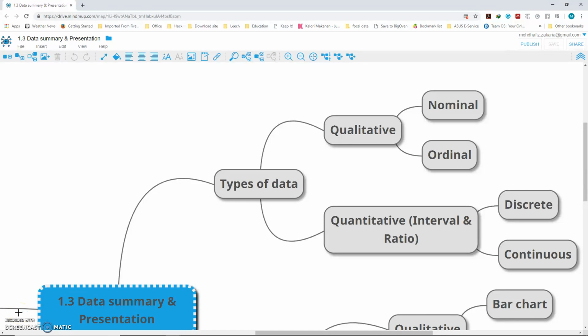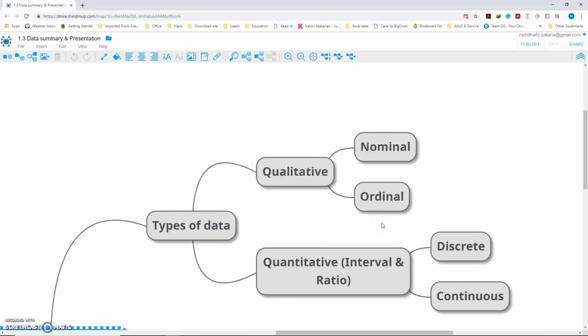Alright, as I said in our previous video, within types of data we have two kinds of data types, which is qualitative and quantitative, right? That is in general. So let's look at it one by one. For qualitative data, it means data that cannot be calculated, or even if you calculate it, it will not give you a meaningful output.